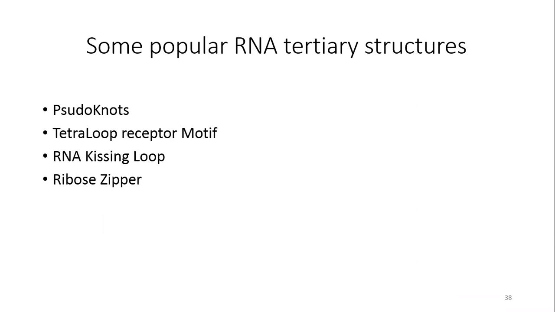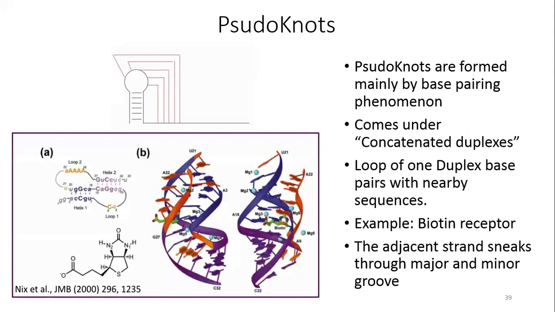Now there are some popular RNA tertiary structures that have been solved, and they are known to be functionally associated with some catalytic function. We would be discussing only 4 of them. The very first category of tertiary structure usually found associated with RNA is the pseudoknot. These pseudoknots are formed mainly by base pairing, when there is formation of concatenated duplexes.